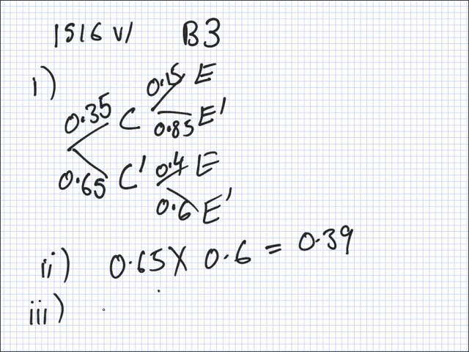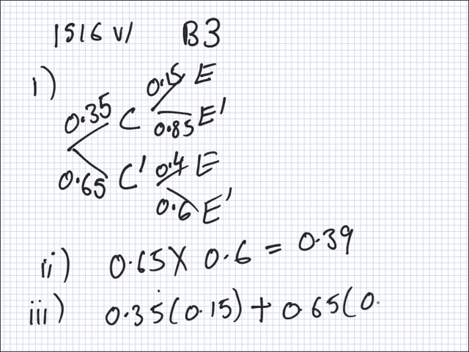Next part. We're on part C, the third part. What is the probability that a student will have something to eat for breakfast? That's a bit more interesting. So that'd be 0.35 times 0.15 plus 0.65 times 0.4.